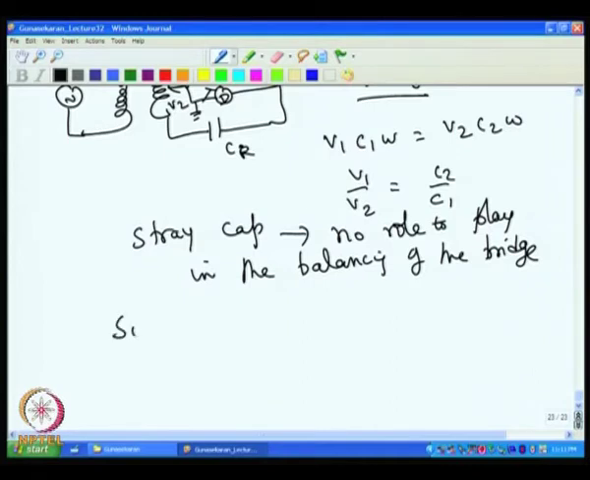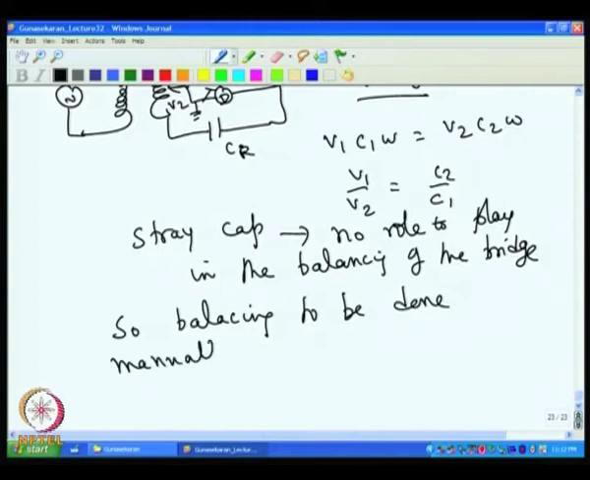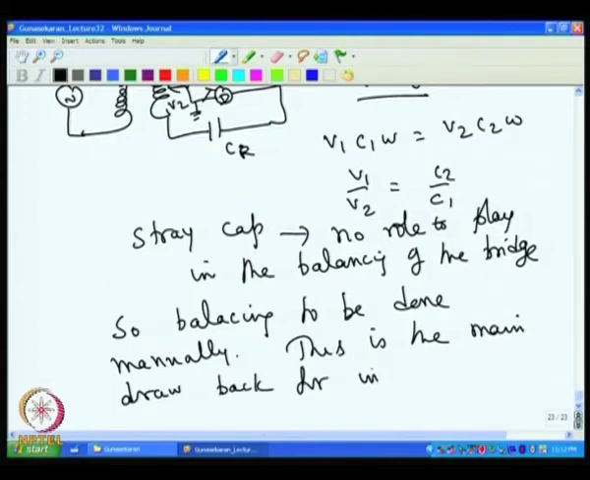So, the balancing has to be done manually. This is the main drawback of this circuit, the main drawback for instrumentation work.